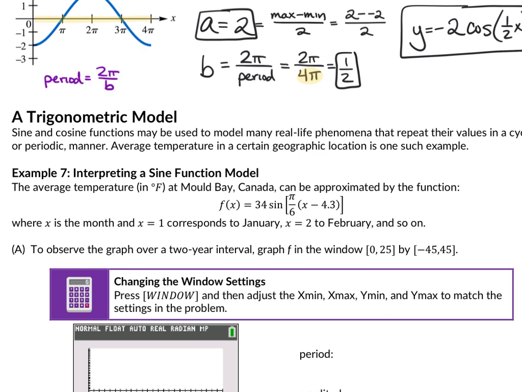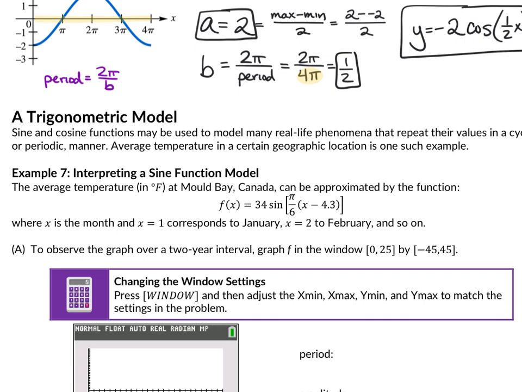That makes sense to us. It's hotter in the summer, cooler in the winter, hotter in the summer, cooler in the winter. It's going to repeat over and over again as time changes. So the average temperature in degrees Fahrenheit at Mold Bay, Canada, which I Googled, it's way up north, can be approximated by this function. F of x equals 34 sine of pi over 6 times (x minus 4.3), where x is the month, and x equals 1 corresponds to January and x equals 2 corresponds to February, and so on. So x is our months.